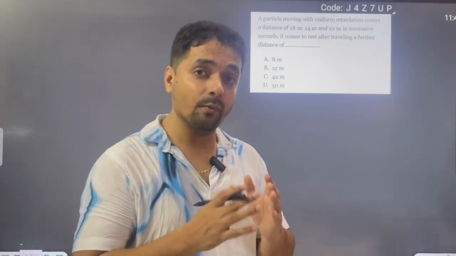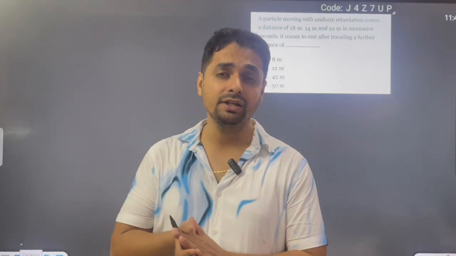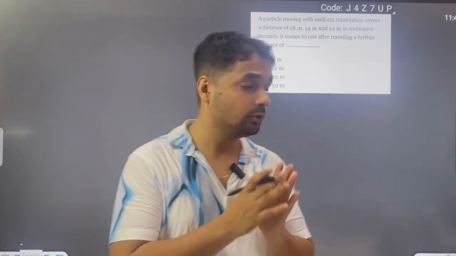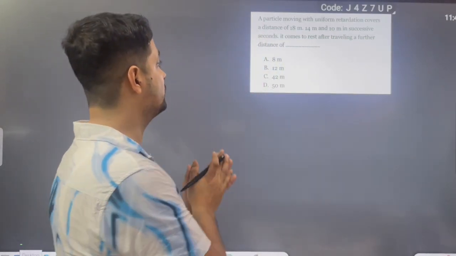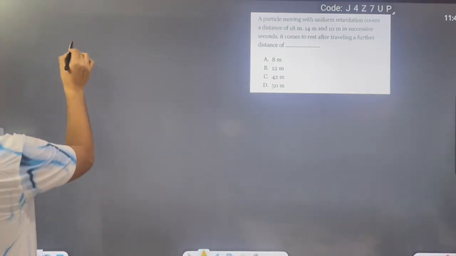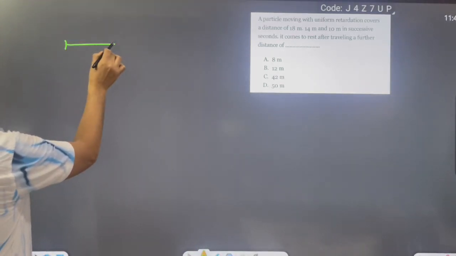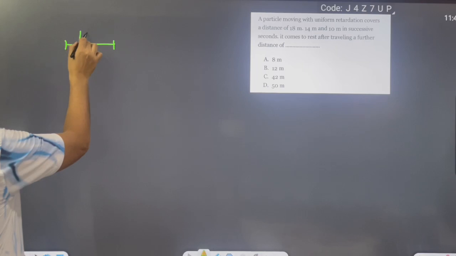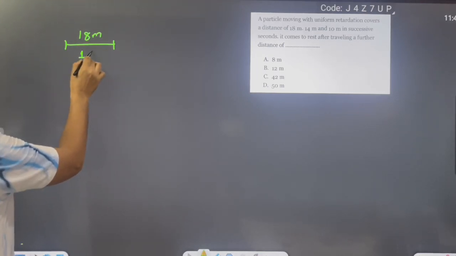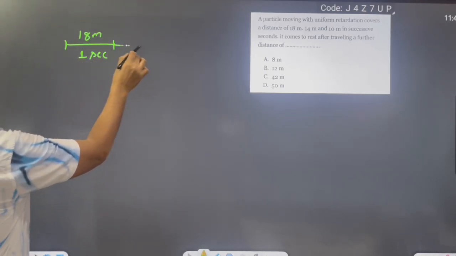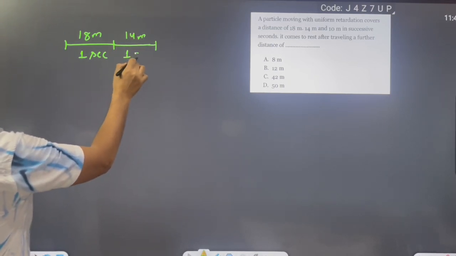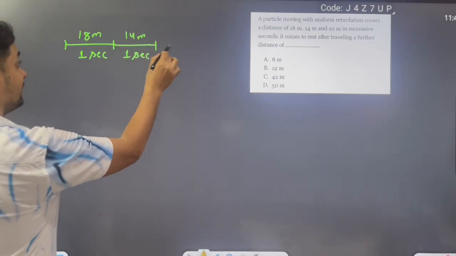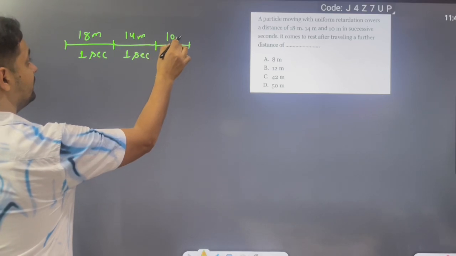And we know that whenever it is a case of uniform acceleration or uniform retardation, we will use the motion equations. So here also we will use the motion equations. First we will draw what is given in the question. In the first 1 second, the particle travels a distance of 18 meter. In the next 1 second, it travels 14 meter. And in the next 1 second, it travels 10 meter only.